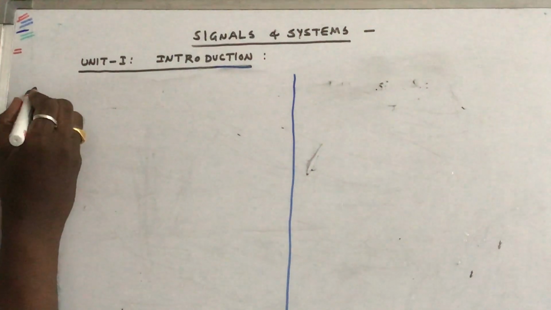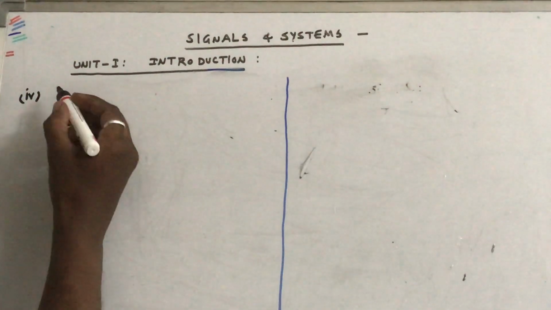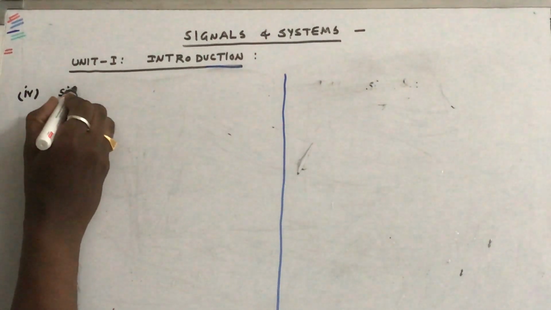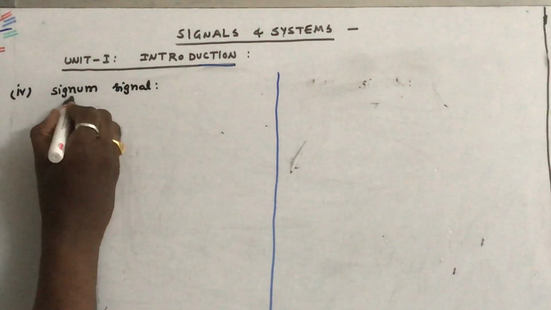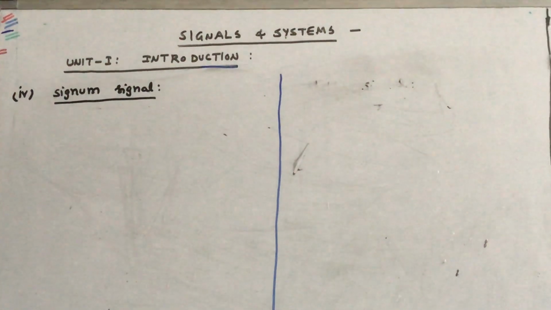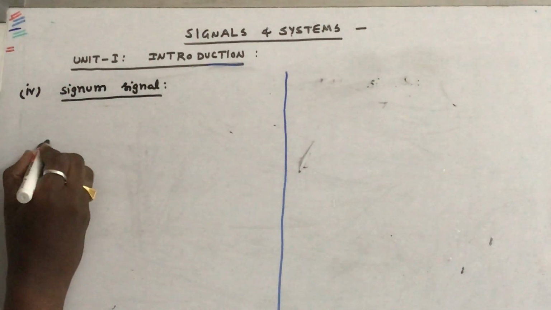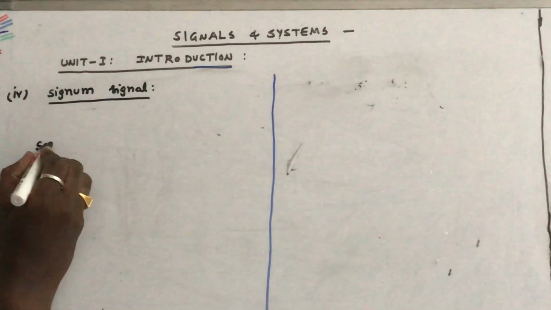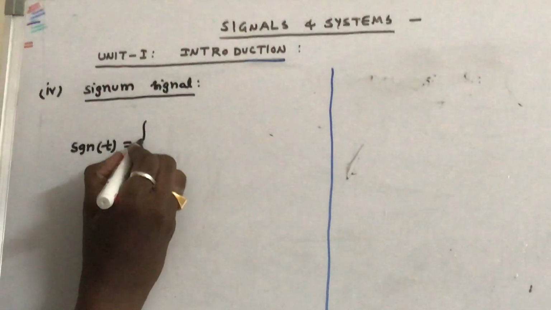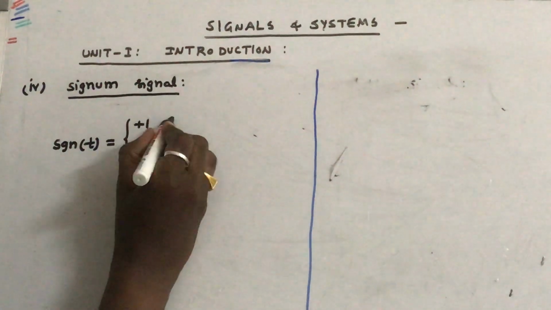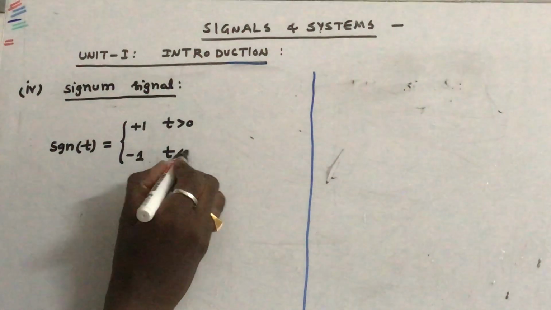Today we will see the fourth basic continuous time signal, or elementary continuous time signal, that is the signum signal or signum function. It is called the signum function or signum signal. It is represented with signum of t, which is read as signum of t. Its value is +1 for t greater than 0 and its value is -1 for t less than 0.